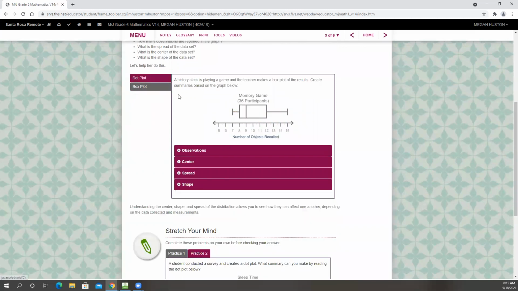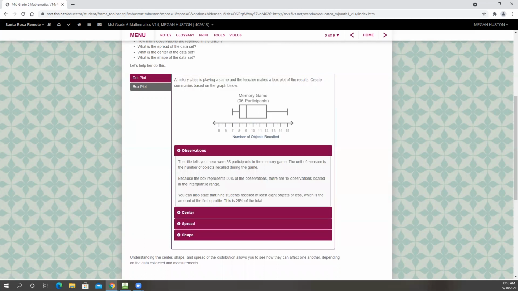There's also a box plot example. So a history class is playing a game and the teacher made a box plot of the results. Create summaries based on the graph below. So the title is Memory Game. It says 36 participants. We have the number of objects recalled and our number line down here. Our minimum is 7, maximum 15. Quartile 1 looks like it's at 8. Median is 9. Quartile 3, 12.